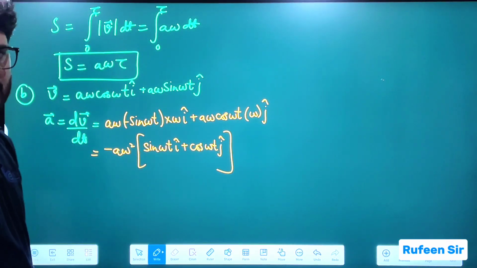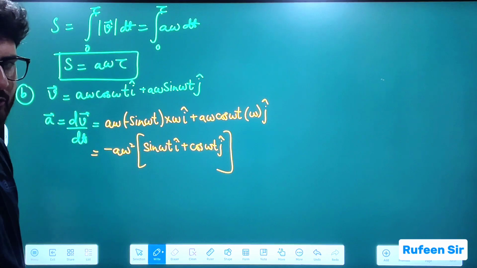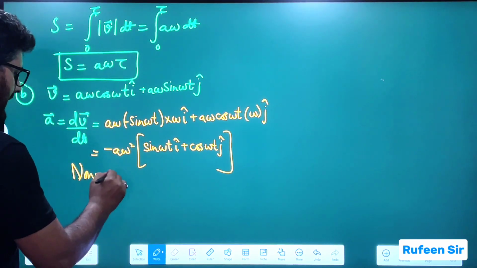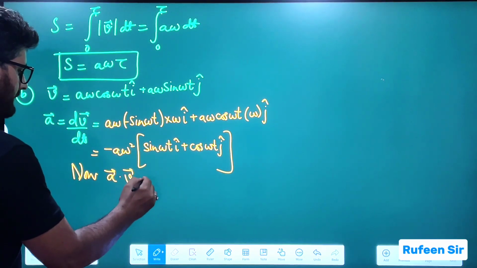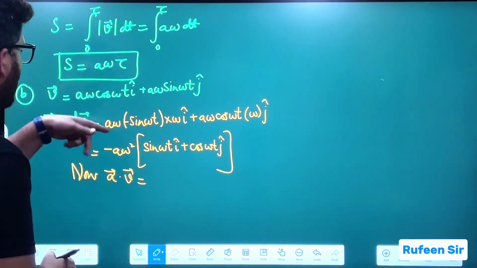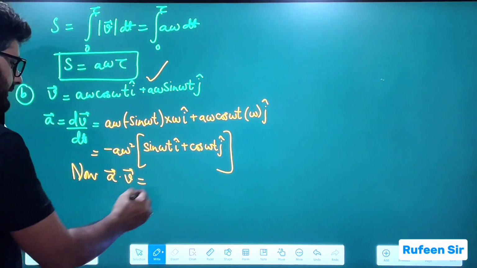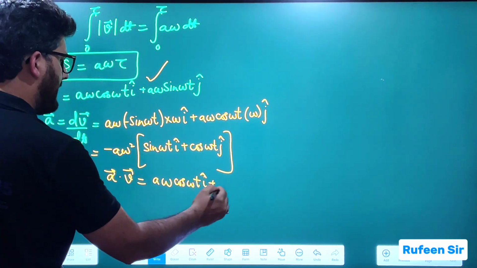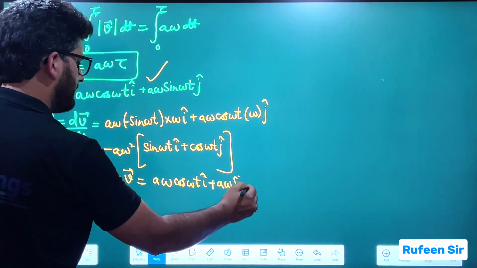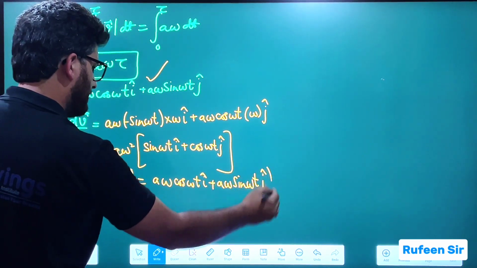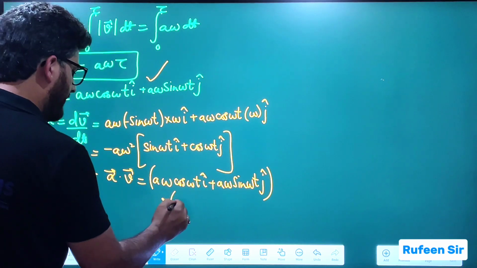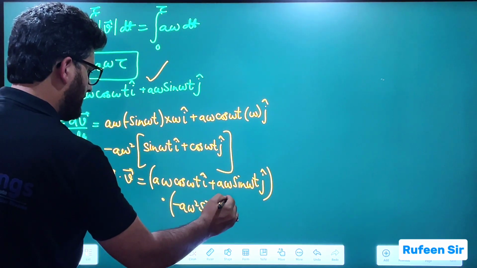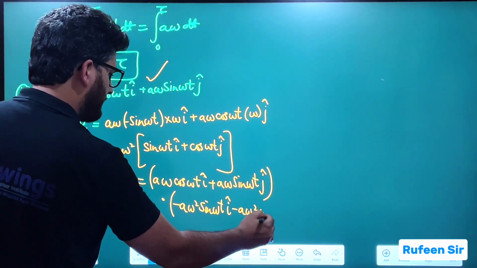Now if I want to check the angle between them, use the dot product. Now a dot v, what will it be? Take the dot product between these two, velocity and acceleration. Velocity is a omega cos omega t i plus a omega sin omega t j. Use the dot product with acceleration, which is minus a omega square sin omega t i minus a omega square cos omega t j.